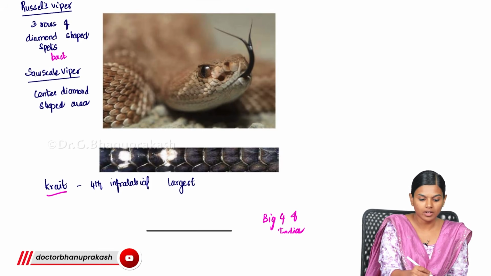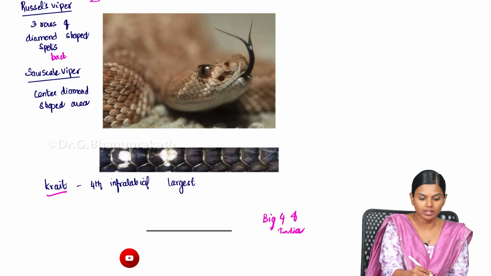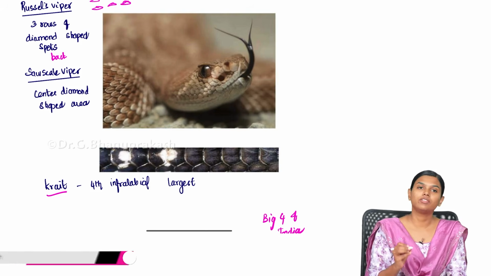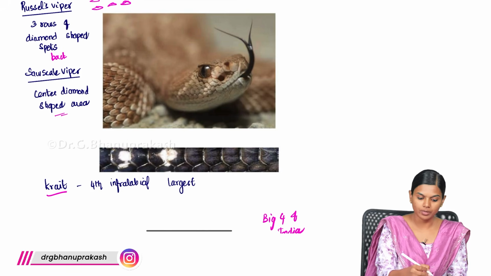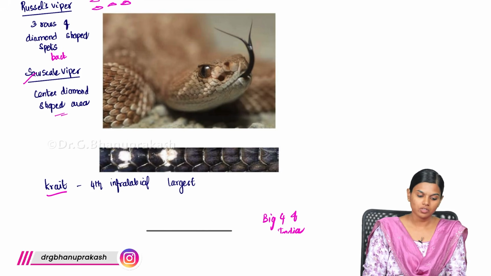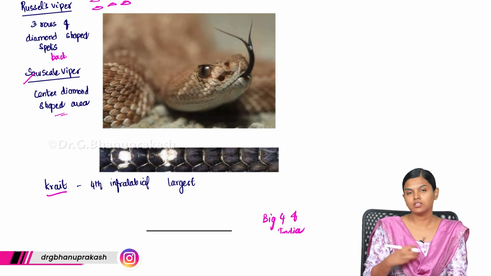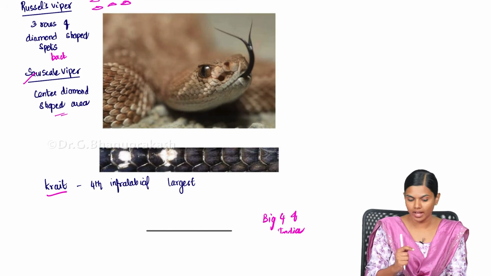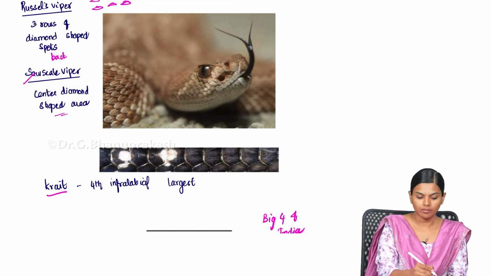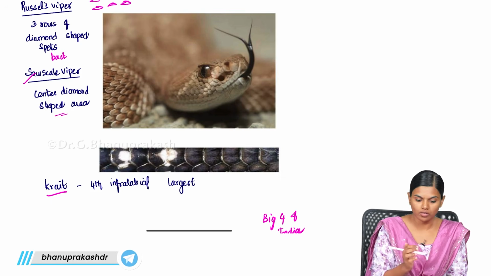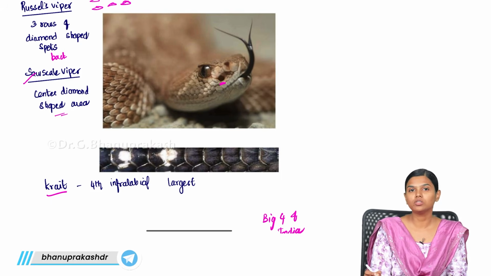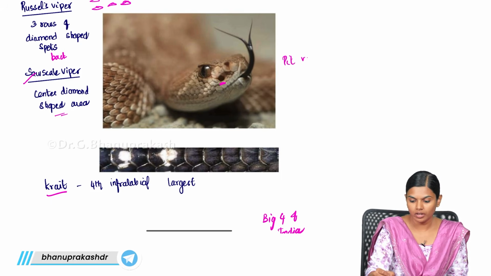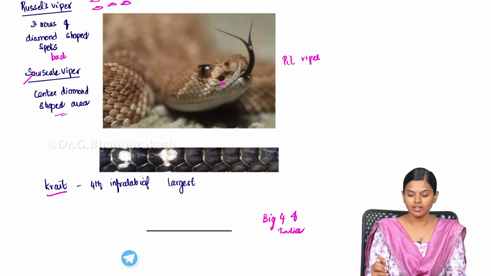Like they will have a triangular shape like this, in 3 rows over their back, you will be able to see. So if it is there, it is Russell's viper. If only the central row of diamond shape is there, it is saw scale viper. Saw scale viper will have only 1 row of diamond. Russell's viper will have 3 rows of diamond over their back. And if you have a pit like this near the nose, it is pit viper.